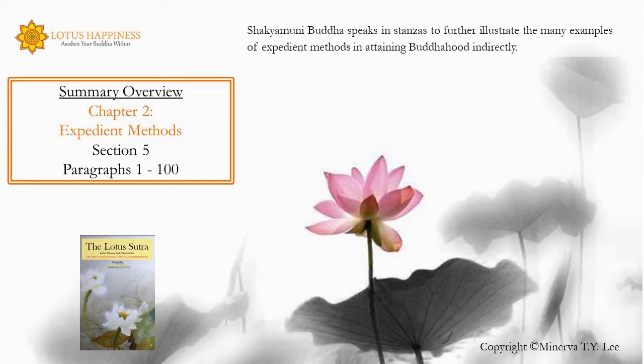Summary Overview, Chapter 2, Expedient Methods, Section 5, Paragraphs 1 to 100. Shakyamuni Buddha speaks in stanzas to further illustrate the many examples of expedient methods in attaining Buddhahood indirectly.